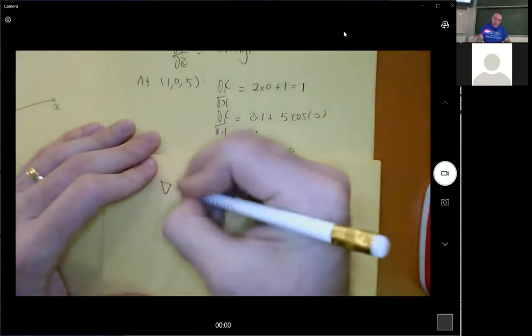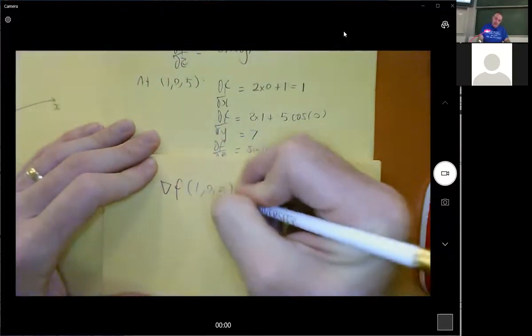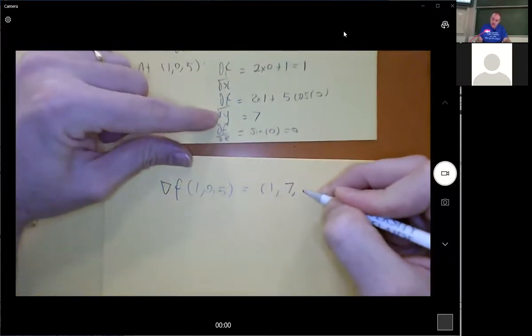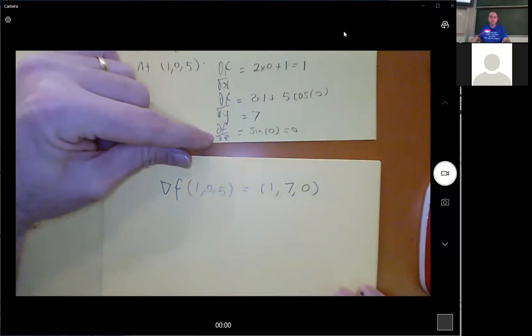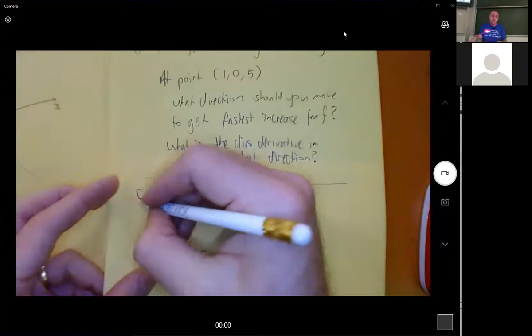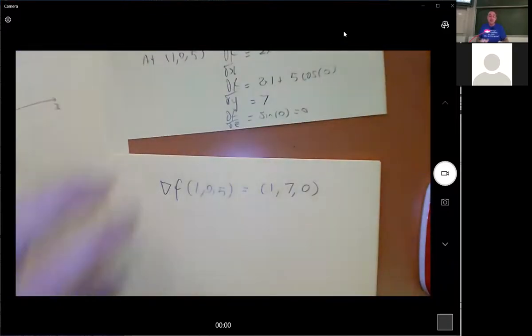Okay, and so the gradient of f at the point (1, 0, 5) is df/dx, which is 1, df/dy, which is 7, df/dz, which is 0. So normally, if you wanted to calculate a directional derivative, you would need to now find a unit vector in the direction you're going. But we don't currently know the direction we want to go yet. We need to find the correct direction that will give us the maximum directional derivative. And the correct direction is this direction.